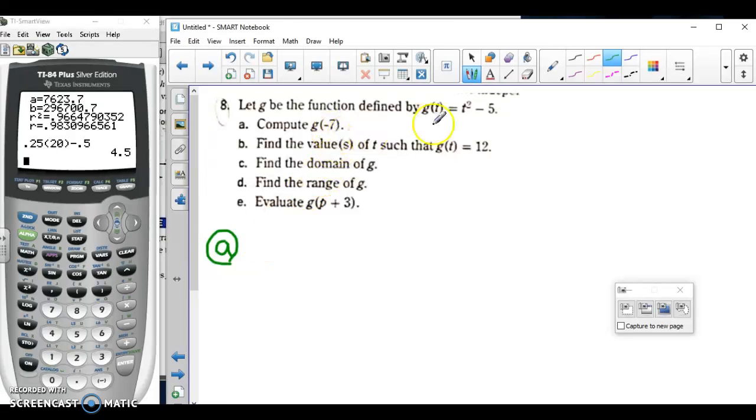For G of 7, that means we're going to take our T, which is now negative 7. We're going to take negative 7, square it, and then subtract the 5. That's it. Boom. Okay, so we could say negative 7 squared is 49, because that's negative 7 times negative 7.